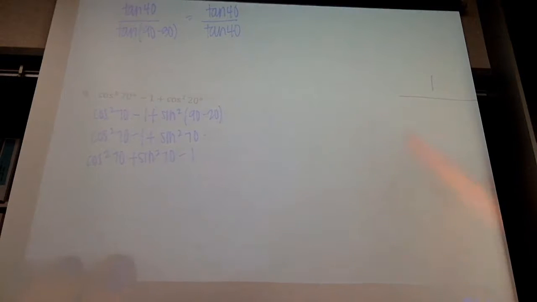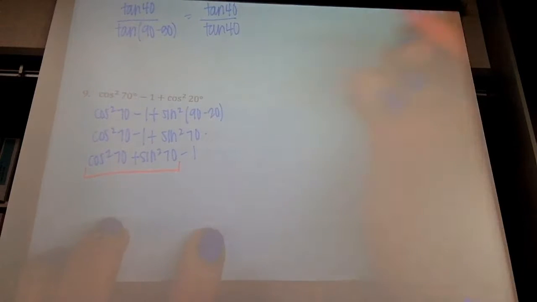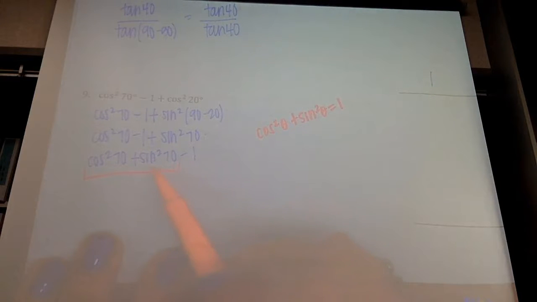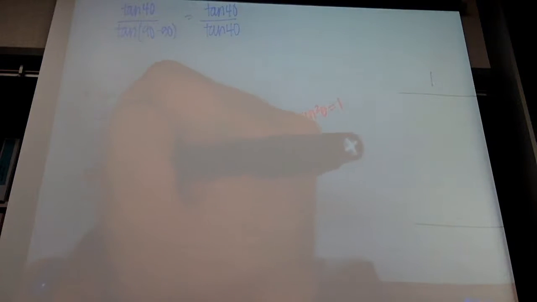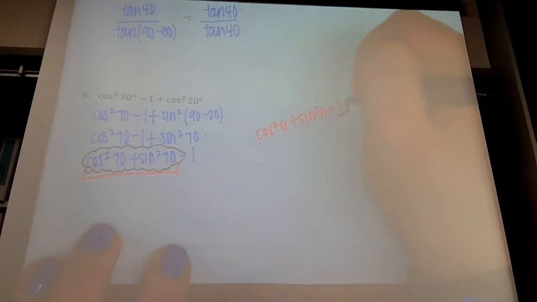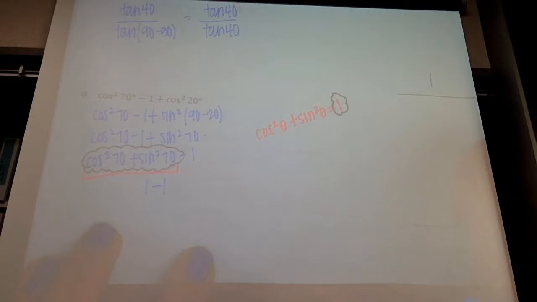Hopefully you guys have this one down because this is our main Pythagorean identity. Remember, cosine squared theta plus sine squared theta equals 1. So I have cosine squared 70 plus sine squared 70. They're the same angle measure, so it's the same thing as substitution here. I know this whole thing is the same as 1, so I can just use substitution, and I have 1 minus 1. And so 1 minus 1 is 0.